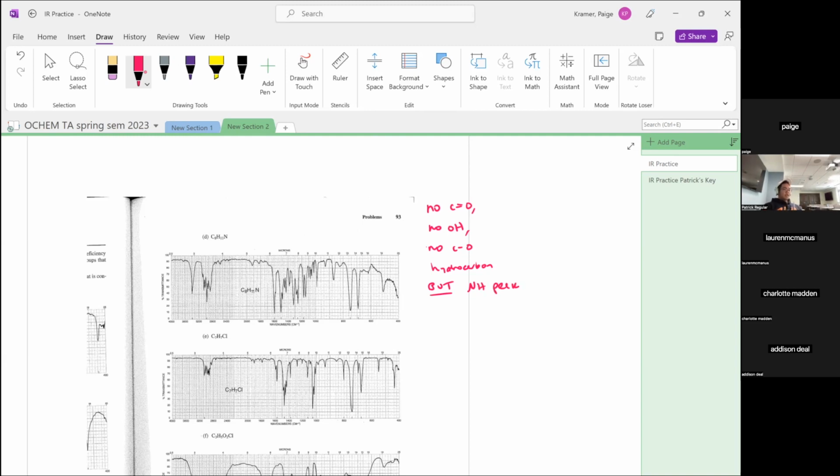So I would argue that you could probably figure out that the peak on the leftmost would be an OH, but because we have the molecular formula, we can't say it's an OH. Yeah, they do have the molecular formula, so it makes it easier. But right over here is our NH peak. So we can say that it's an amine.